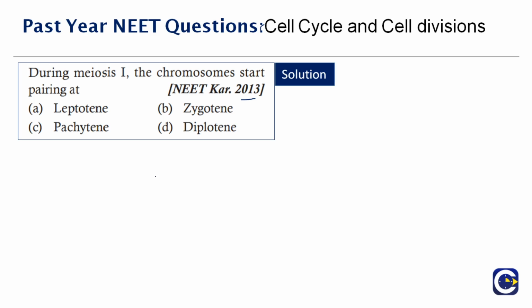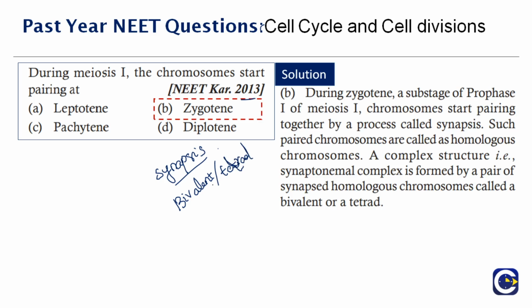Chromosomes start pairing together and they call that process synapsis. We already saw that. Such paired chromosomes are called homologous chromosomes. A complex structure, that is synaptonemal complex, is formed by a pair of synapsed homologous chromosomes, which you can either call a bivalent or you can call a tetrad. What's the spelling of tetrad? I'm sorry, tetrad. Okay, therefore the correct answer to this question is option B, zygotene.